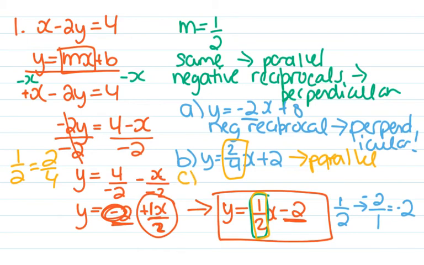And then C, y equals 4/5 x plus 2. 4/5 is not the same as 1/2, and it's not the negative reciprocal because we know that's negative 2. So this one is neither.